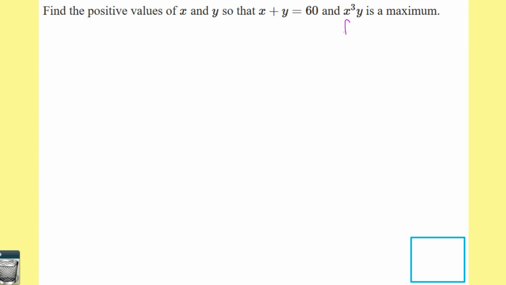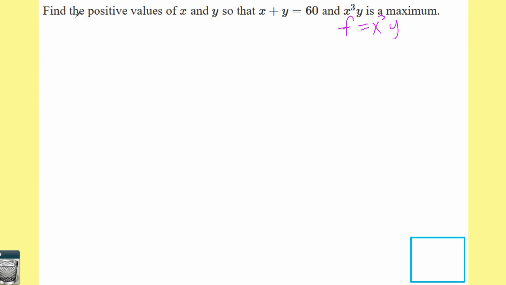Okay, but think about it. If we have our equation, wow, really messing up today. We have our equation, it equals x cubed y. Well, I can't take the derivative of that. I've got too many variables.